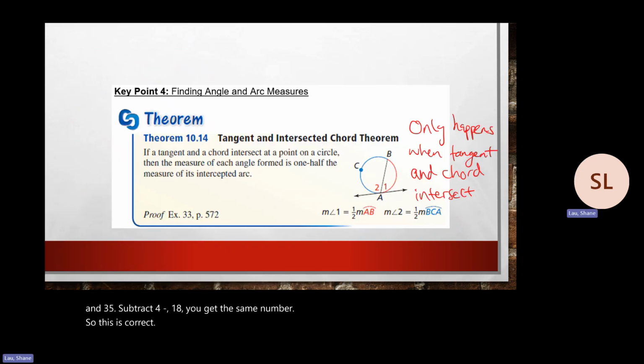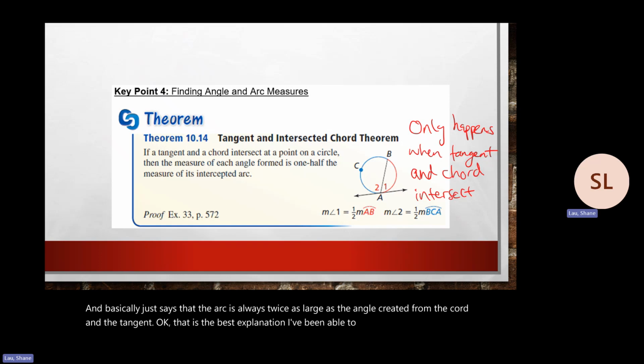Then we have another problem. The next key point is true only whenever a tangent and a chord intersect. So they have to intersect at the point of tangency. And it basically just says that the arc is always twice as large as the angle created from the chord and the tangent. That is the best explanation I've been able to say.